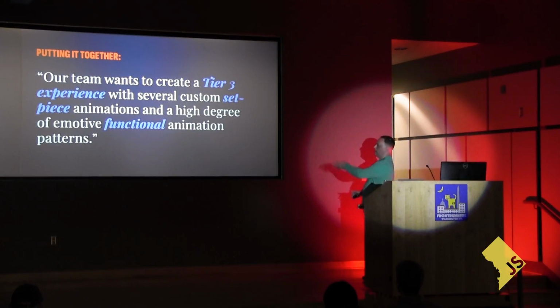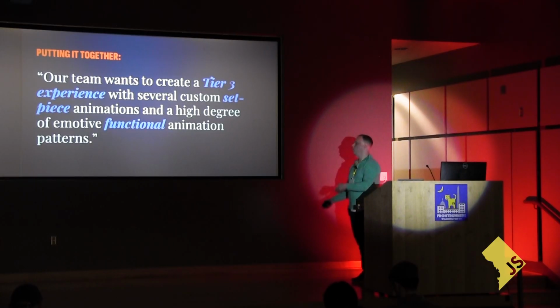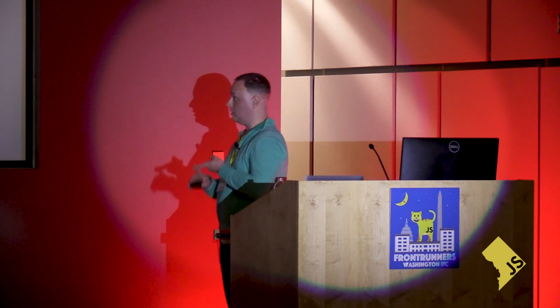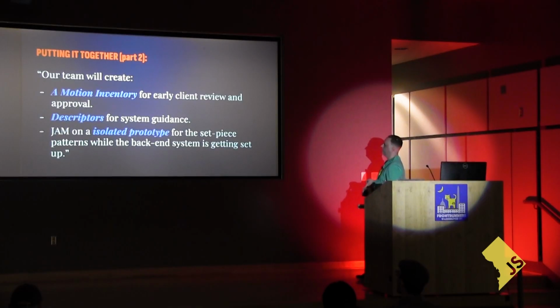We know that we're going to create several set piece animations, so they're going to be emotive, but self-contained. And we want to have functional animation patterns, but we want them to do just slightly more than what they would do on that. And then you can come up with an action plan. Say, we're going to get a motion inventory. We're going to get early client review for approval. And then we're going to use descriptors to come up with what we want. And then we're just going to immediately jam on a prototype to get it fleshed out, which could happen even while you're getting the backend set up.